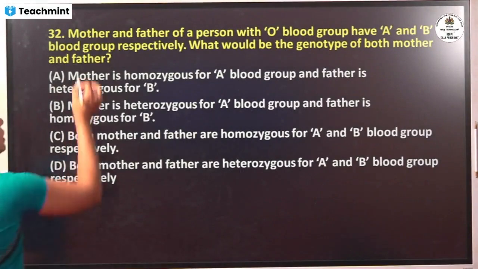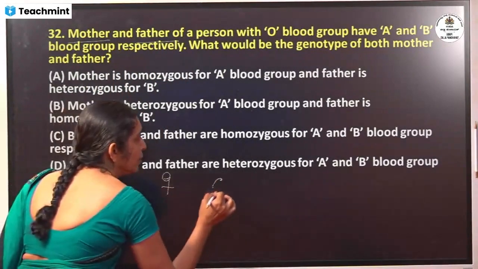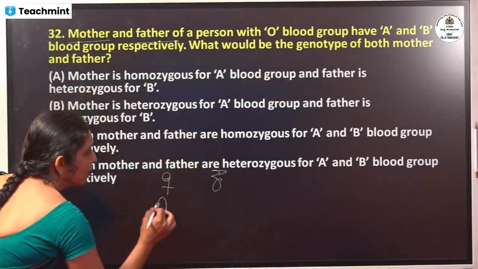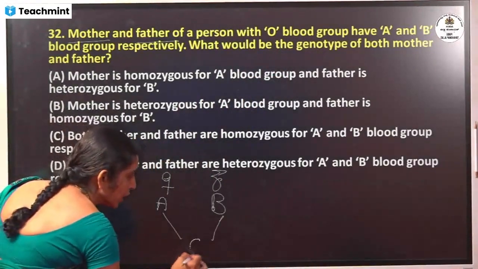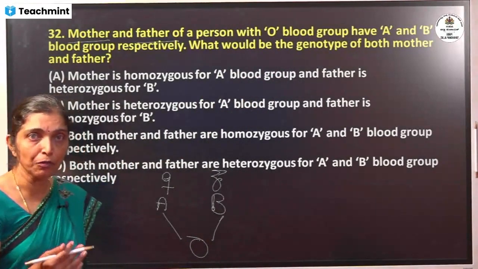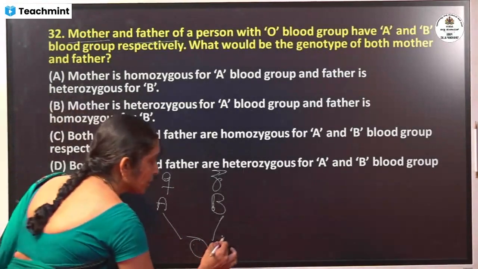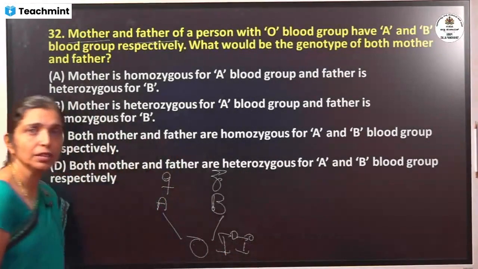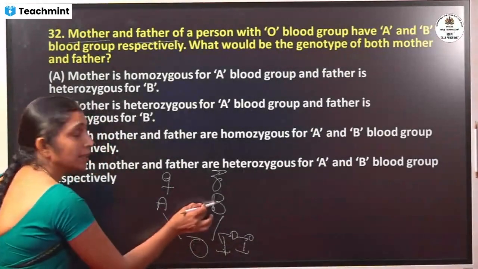Now what is given? Mother and father. So we have the mother and the father, isn't it? Now mother has A blood group and father has B blood group, and they are going to give you a child, an offspring with O blood group. Now if you see the genotype of O, we know that this does not have any antigen. So this genotype you can see as IO, IO, isn't it? We represent it this way. So definitely this should be present in the parents.